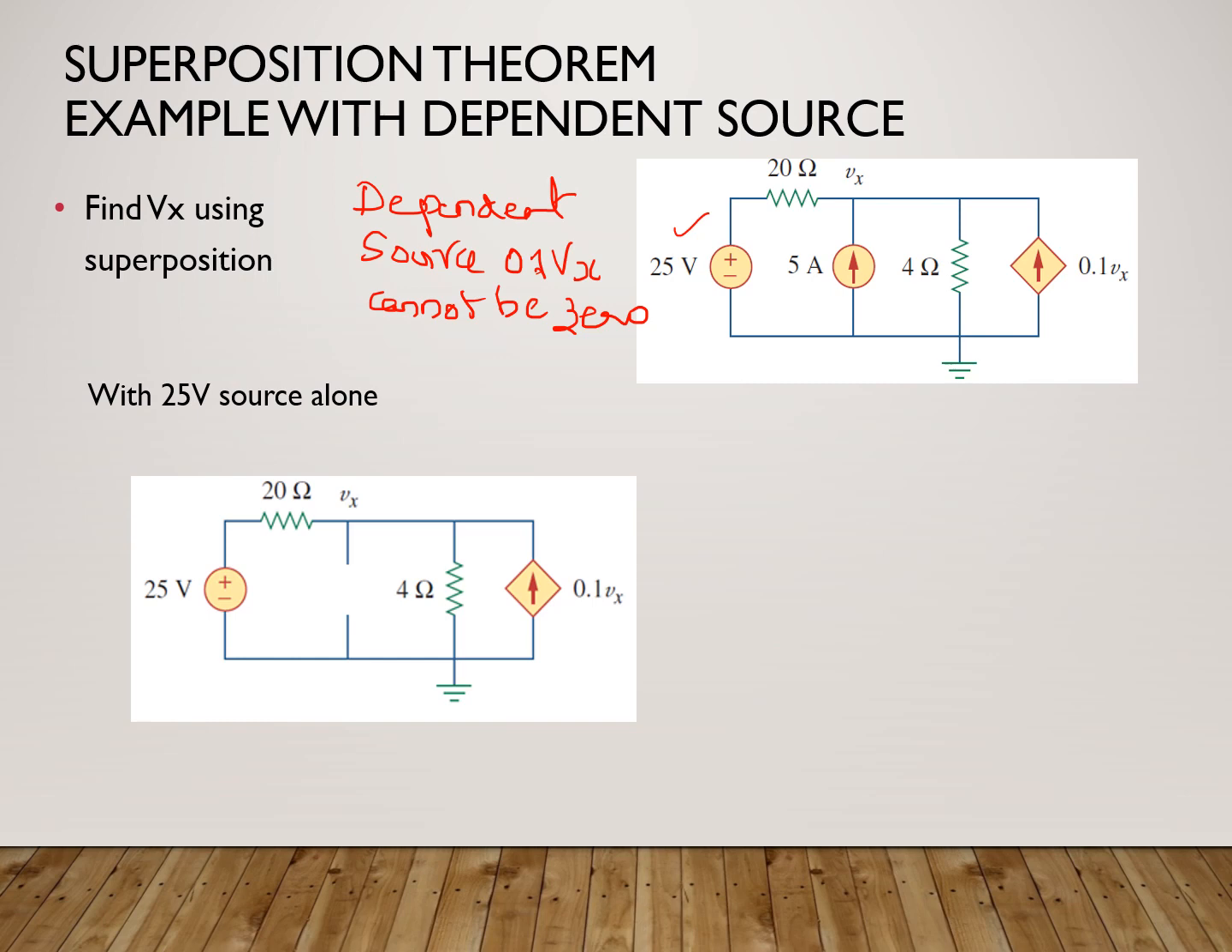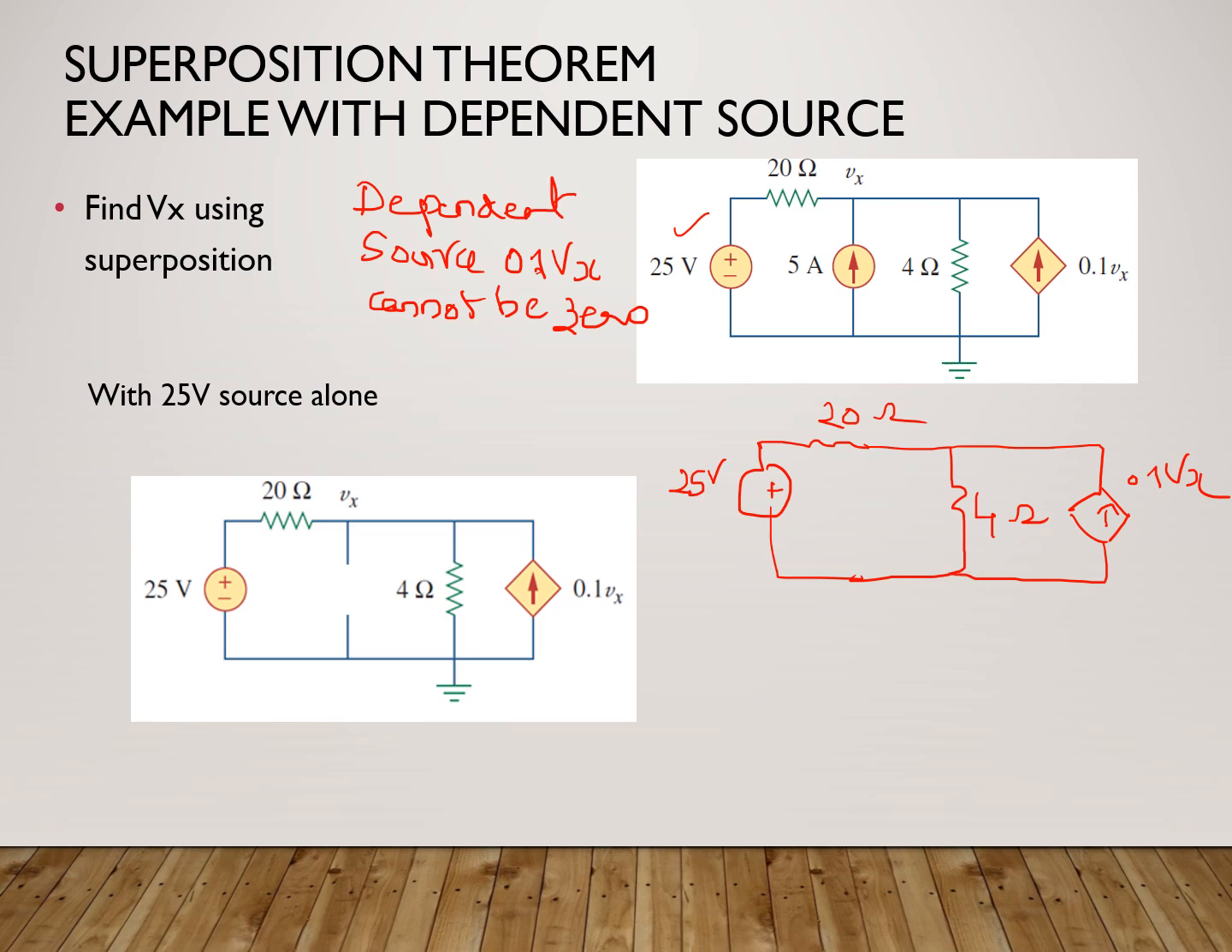So let me draw the circuit. 25 volt, 20 ohm, and the current source has been open circuited. This was 4 ohm, and I've kept the 0.1 Vx as such. It is not to be changed. Now, this is the voltage Vx. To solve this, the easiest method is node analysis. So I'm going to apply node analysis here. We have already seen node analysis in other videos, so please refer to that.